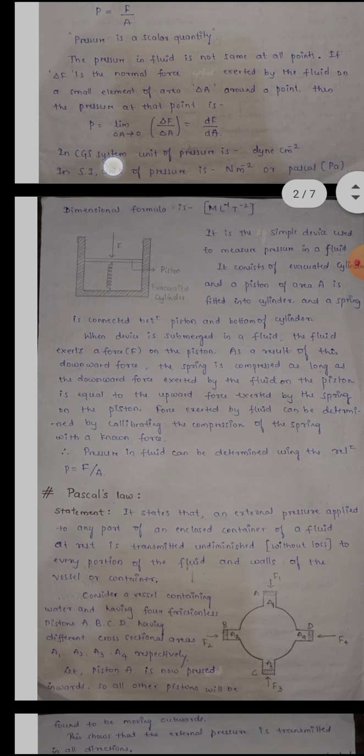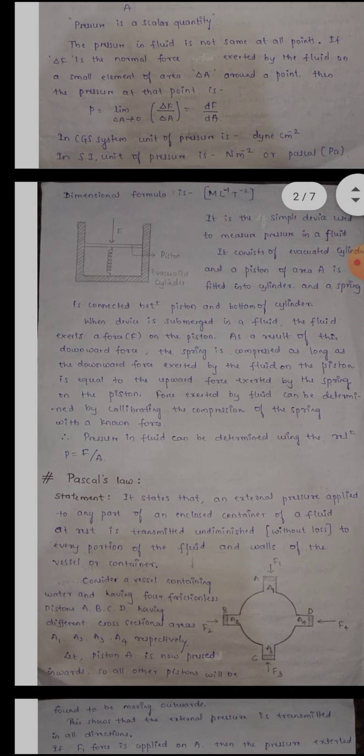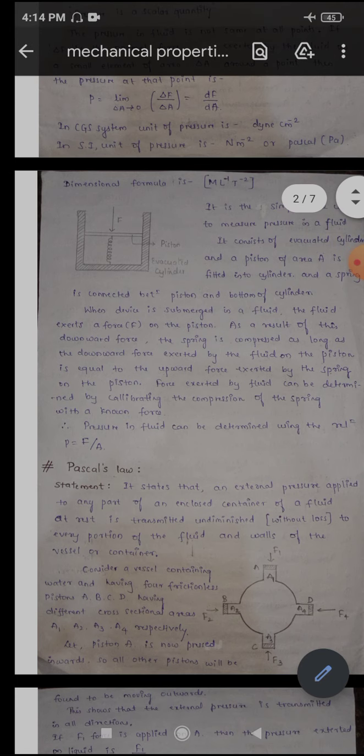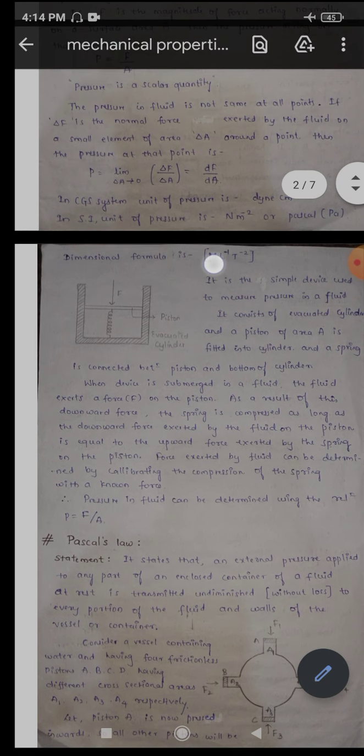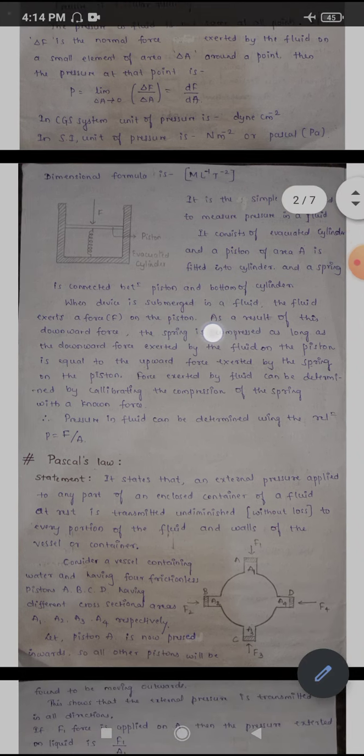In the CGS system, the unit of pressure is dyne per centimeter square, and in the SI system the unit of pressure is Newton per meter square, or we can also write it as Pascal. The dimensional formula for pressure is M L^-1 T^-2. This is about the pressure.